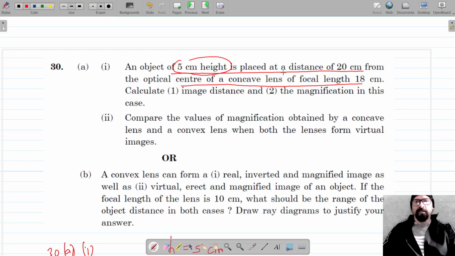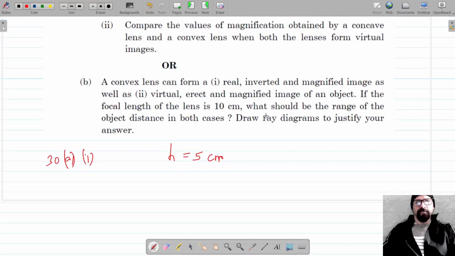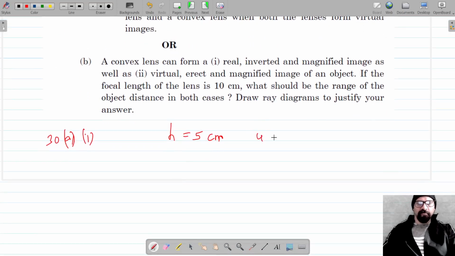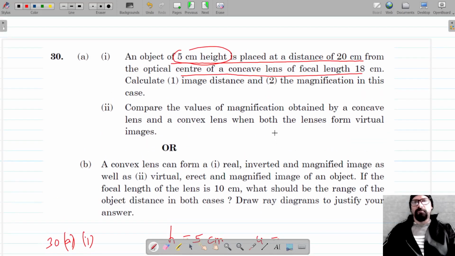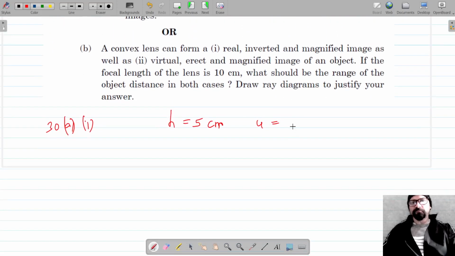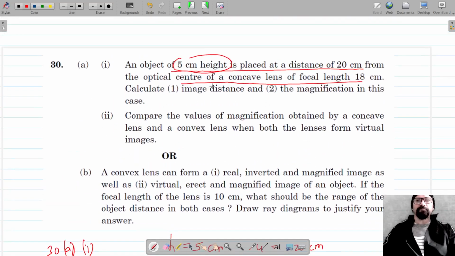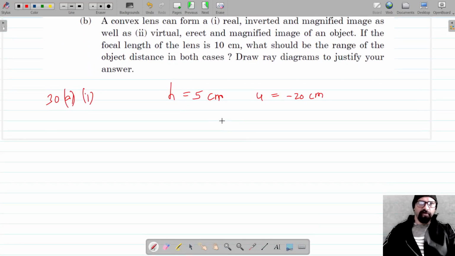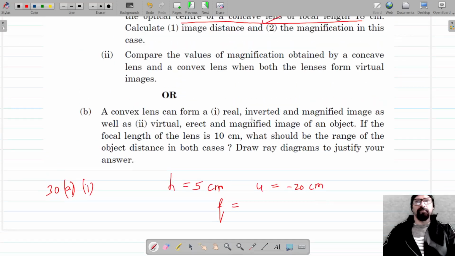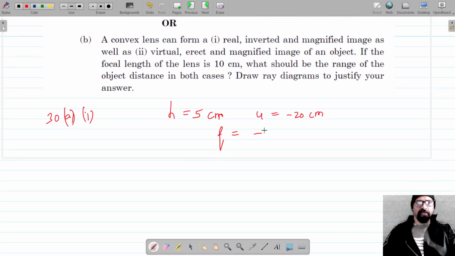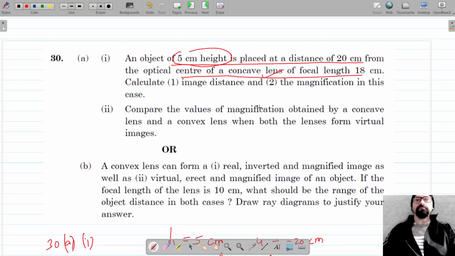Now it is placed at a distance of 20 centimeter. So object distance u is minus 20 centimeter. And the focal length is of a concave lens. So focal length for a concave lens as per sign conventions is negative, which is negative 18 centimeter. Now we have to find the image distance and the magnification.